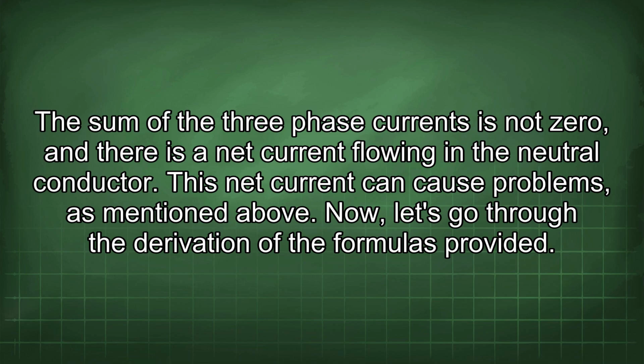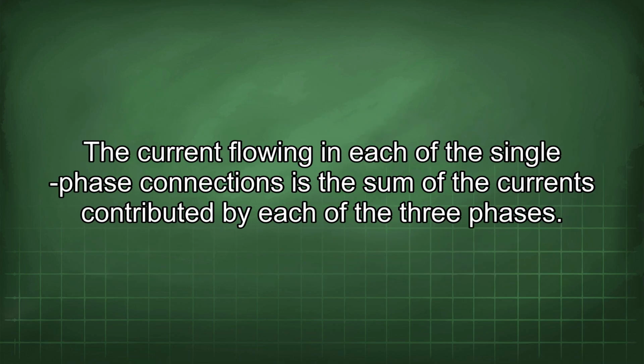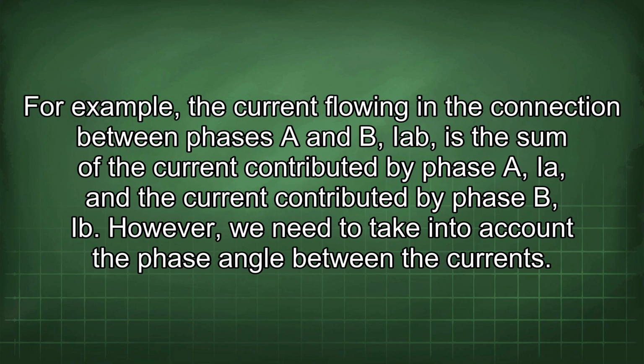Now, let's go through the derivation of the formulas provided. These formulas are based on the principle of superposition. Superposition states that the response in a linear circuit caused by two or more independent sources is the sum of the responses caused by each source acting alone. In this case, we can consider each of the three-phase currents as an independent source. The current flowing in each of the single-phase connections is the sum of the currents contributed by each of the three phases. For example, the current flowing in the connection between phases A and B, I_AB, is the sum of the current contributed by phase A, I_A, and the current contributed by phase B, I_B.